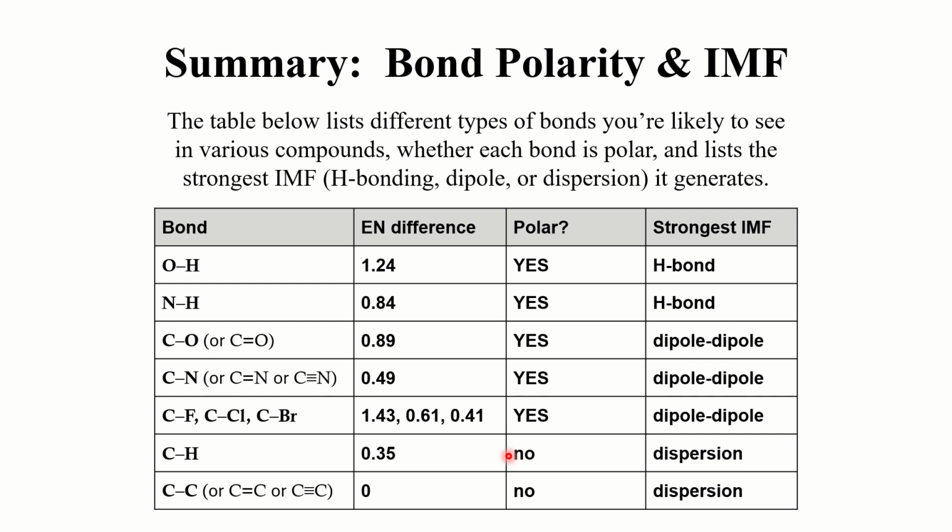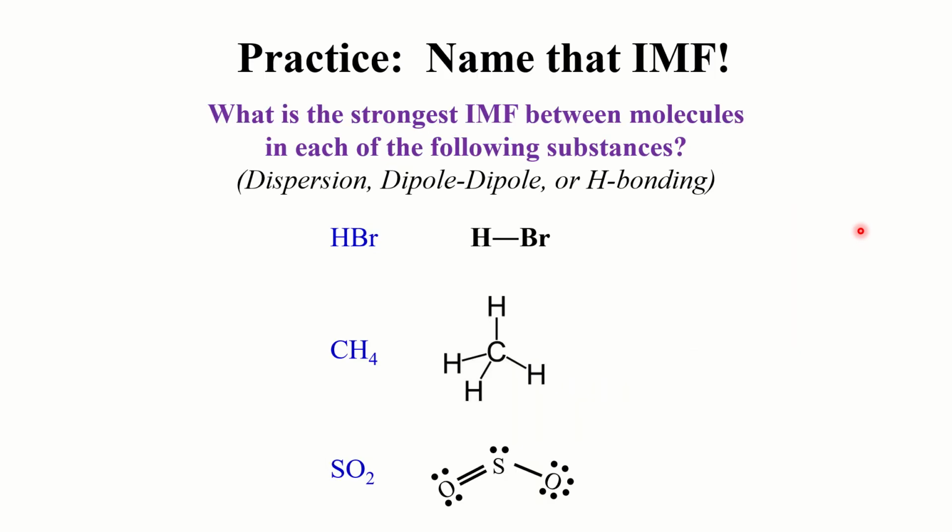All right, this table below lists various different types of bonds you're likely to see in different compounds, whether each bond is polar, and it lists the strongest IMF it generates. So a nice summary slide here. Now I would like you to try a couple practice problems.